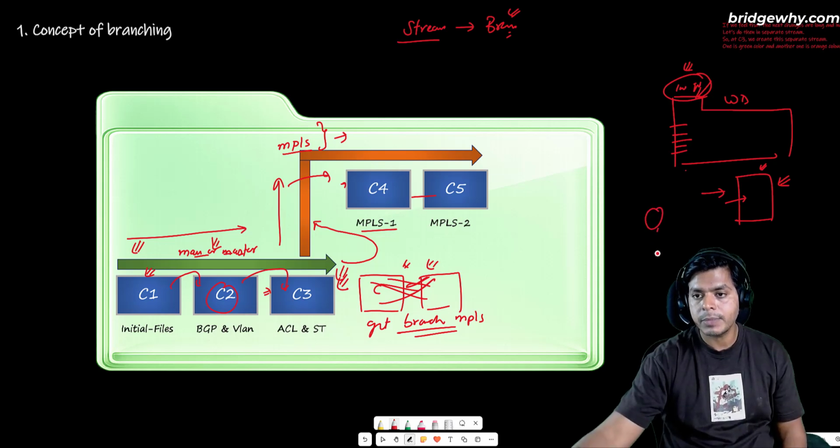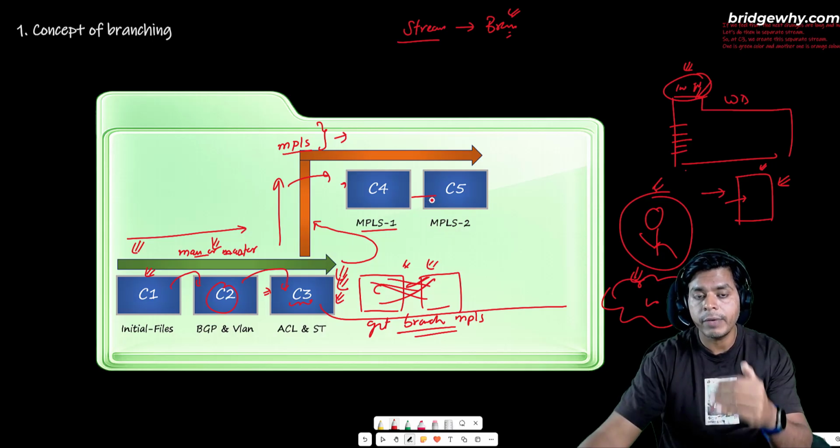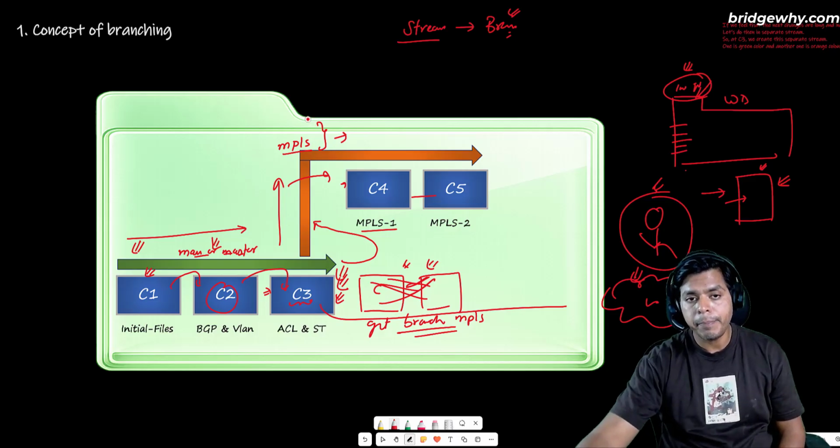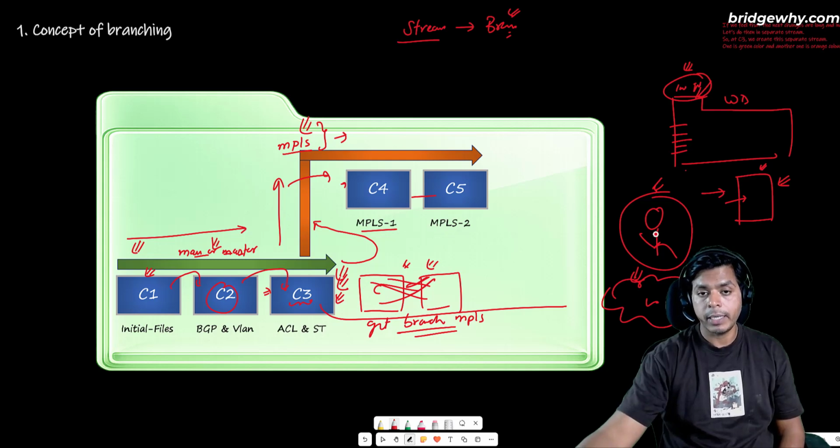If your manager comes right now and asks, Mr. Rahul, what is the current state of the network? You are going to say C3, because this is my main branch. C3 represents whatever is inside the network, whatever files are inside these devices, those are in commit 3. Then the manager can ask, what are C4 and C5? And you can say, this is the work which you have given. This is the MPLS work I am doing.